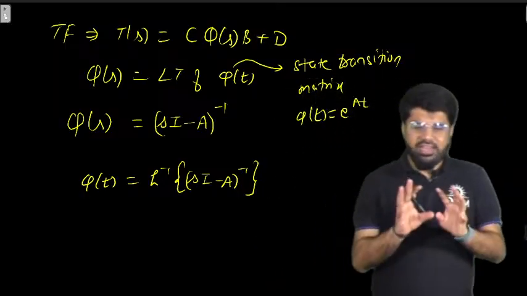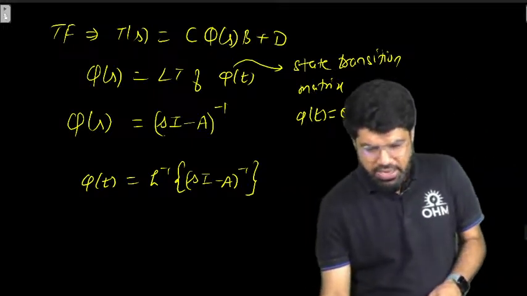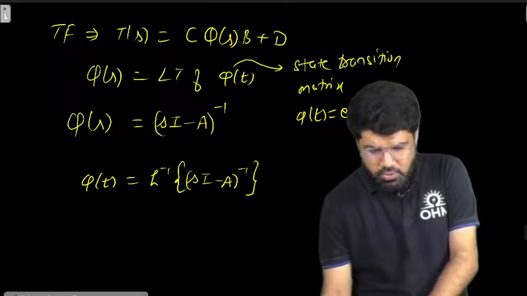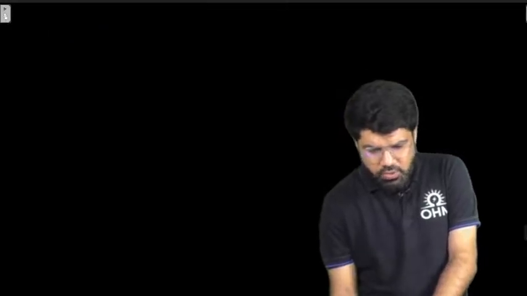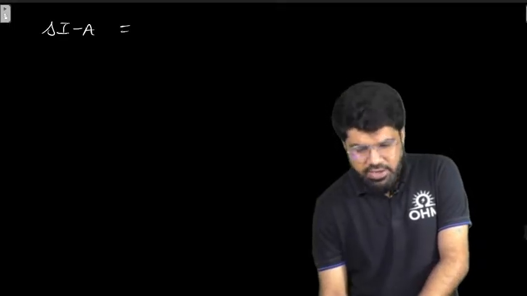So I need phi(s), that is (SI minus A) whole inverse. So let's do some calculations around this question now. What is SI minus A? First this much, then only the inverse of the matrix will be calculated.